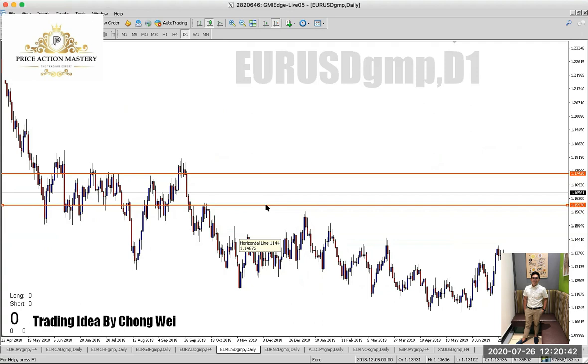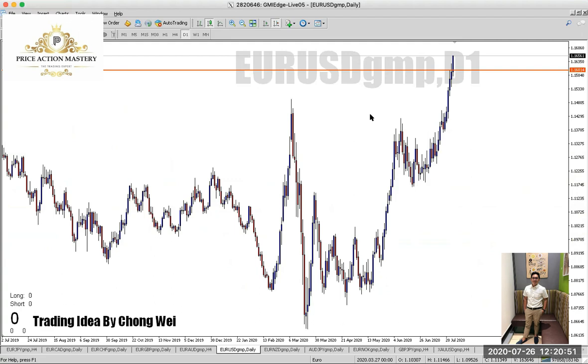So this will be my key level. I'm expecting the market to drop another close to 60 pips. Once I see any banker confirmation, I'll be entering for the trade. So this is for my Euro USD.